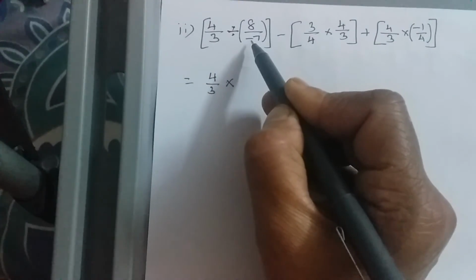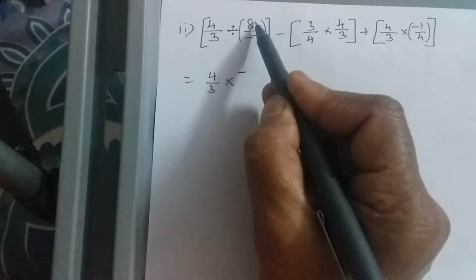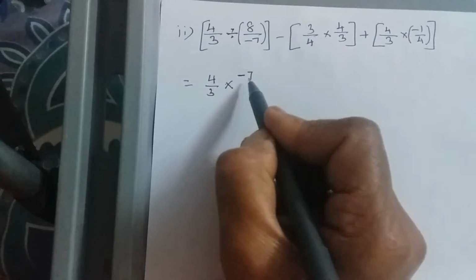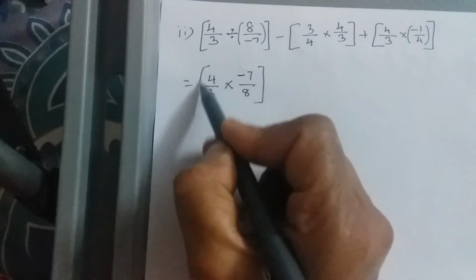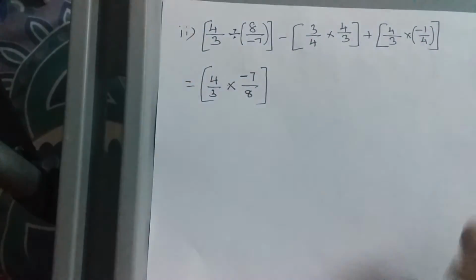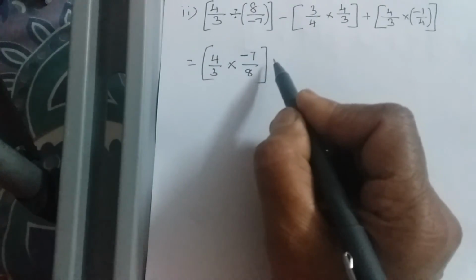And before that there is a negative sign in the denominator. What do we do if there is a negative sign? We write it on the numerator. Now what is the reciprocal? 8 by 7 becomes 7 by 8. This is the rule of division. So the bracket is not yet over. Put the bracket. Change division into multiplication and write the reciprocal of the second rational number.